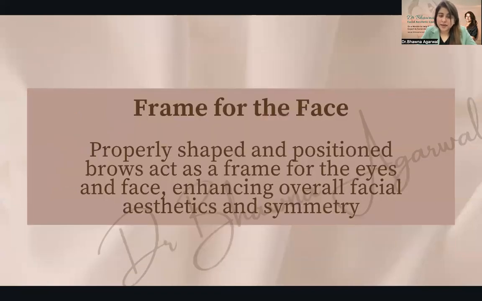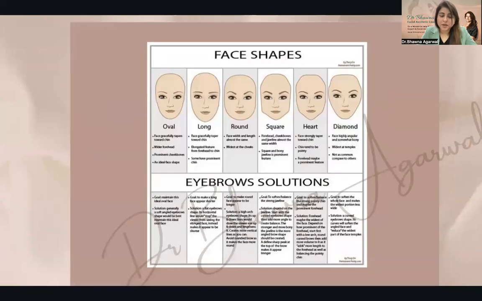Next, besides framing the eyes, the eyebrows also frame the face. Properly shaped and positioned brows act as a frame for the eyes and face, and they enhance the overall facial aesthetics and the symmetry. Now, there are various facial shapes, and for each facial shape, there is an eyebrow solution, that is, the shape of the eyebrows. This is a topic for another video, but for now, this is a gist, and if you want, you can take a screenshot of it. The shape of the brow for the face to look longer is given here.